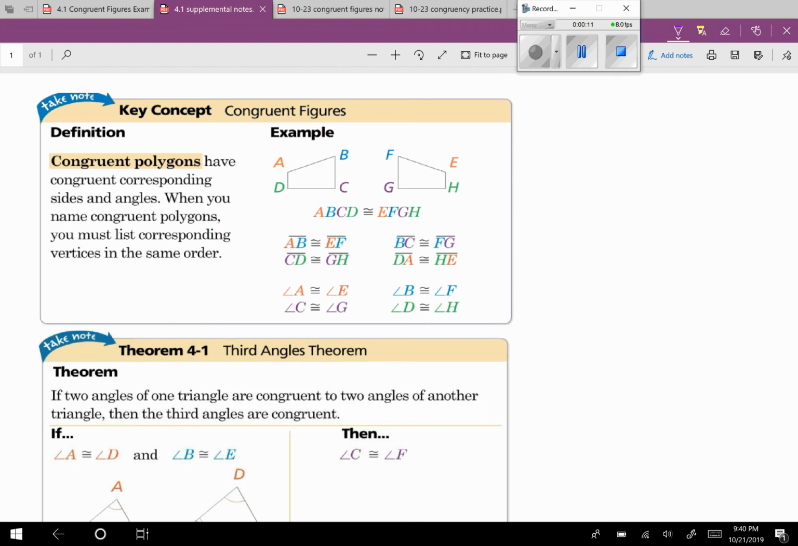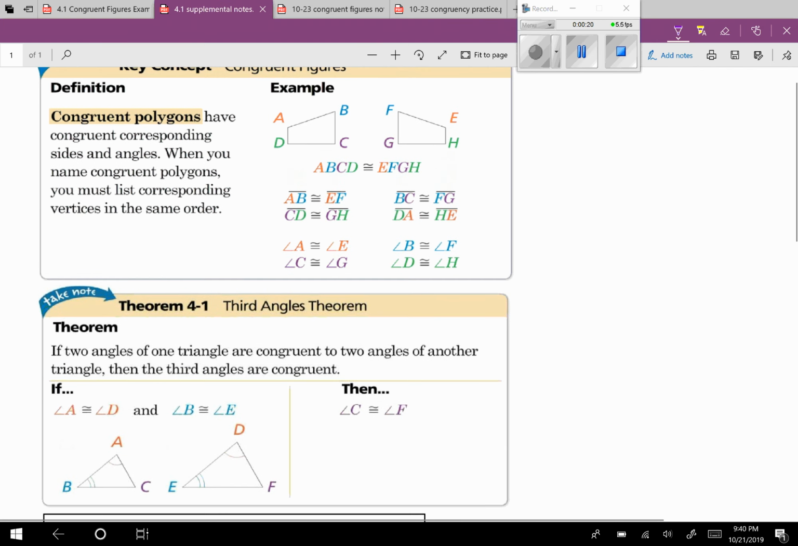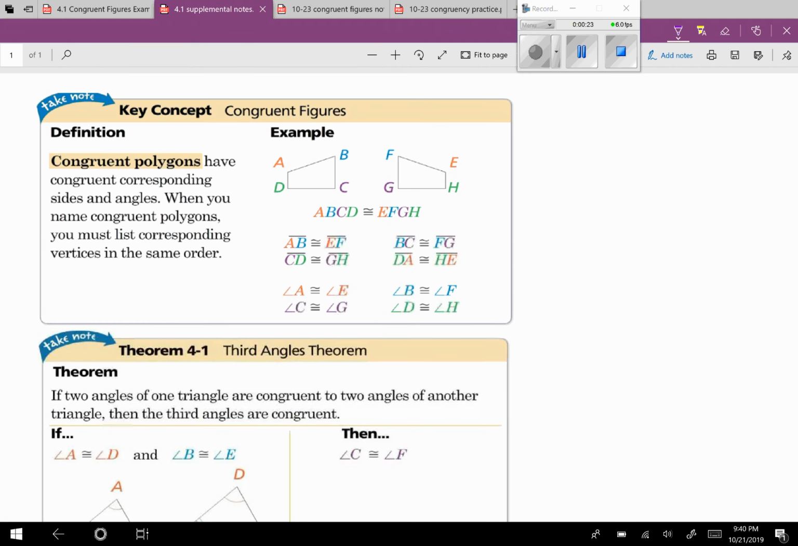We're going to go over congruent figures today. First, we're going to start off with some definitions, and this is a pink half sheet that you guys have. The key concept here: congruent polygons have congruent corresponding sides and angles. That means all of their matching sides are equal and all of their matching angles are equal. That's what corresponding means, matching. And when you name them, you have to list the corresponding vertices in the same order.